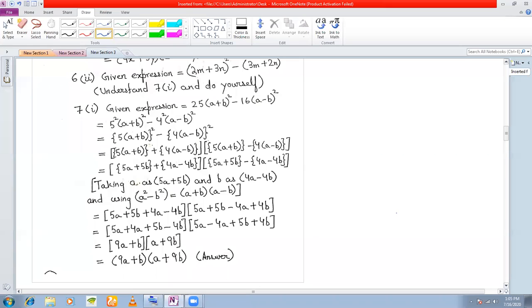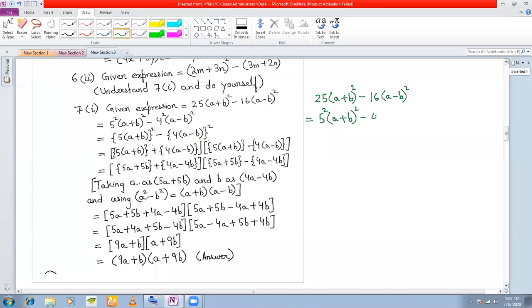7-1. This time let me use green color. This is 25 times a plus b whole square minus 16 times a minus b whole square. Okay, now see, 25 is a perfect square, right? So I write 25 as 5 square and this remains as it is plus b whole square.